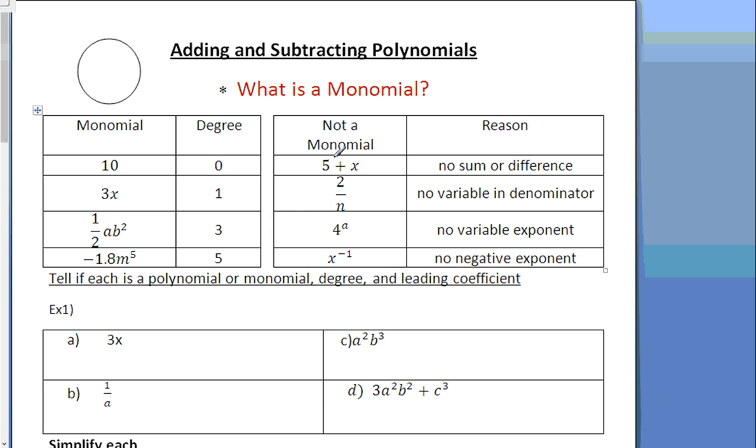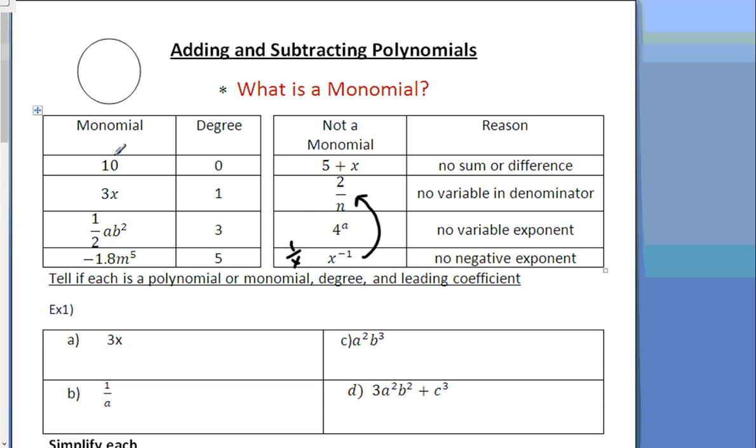So, it can't have a sum or a difference, no adding or subtracting. You cannot divide by a variable, the denominator cannot be a variable. The power can't be a variable, and you also can't have negative powers, which is basically saying the same thing, right? Because if you put that on the bottom, it's 1 over x, so these are saying the same thing here, right? Okay, no addition or subtraction, no dividing by variables, no powers of variables, and no negative powers. Okay? That is what a monomial is and what it's not.